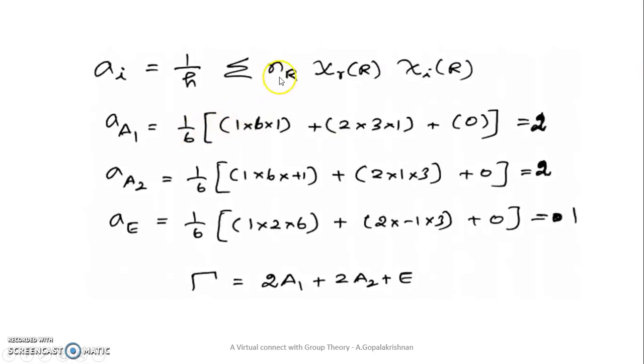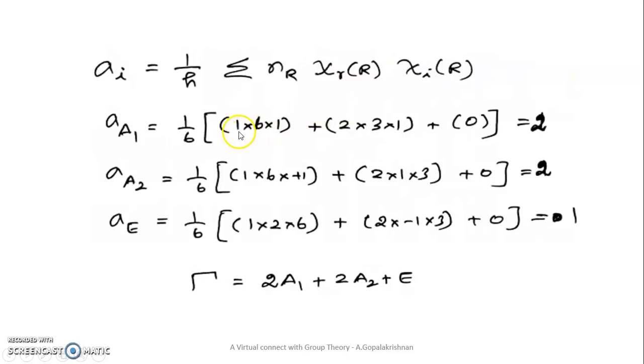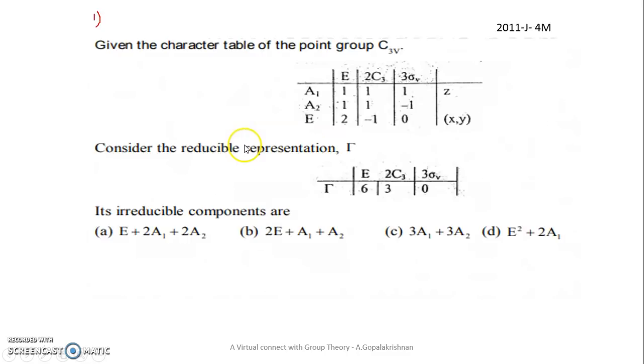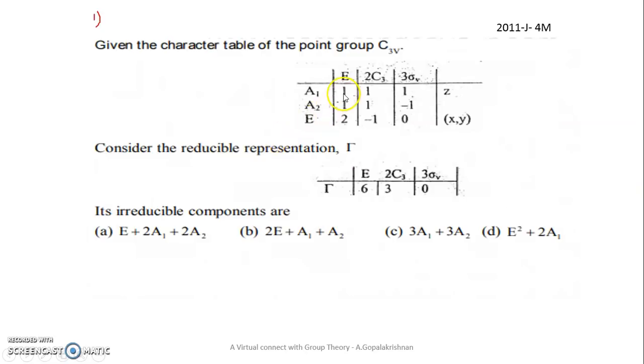Then the number of operations in class 1. This is class 1, this is class 2, this is class 3. In the first class we have 1 symmetry operation, so the number of operations is 1. What is the reducible character? For identity, the reducible character is 6. So 1 into 6, and the irreducible character is 1 under E. Then plus, we go to the second class. In the second class the number of operations is 2, the irreducible character is 1, and the reducible character is 3. So 2 into 1 into 3. Then in the third class, 3 into 1 into 0.